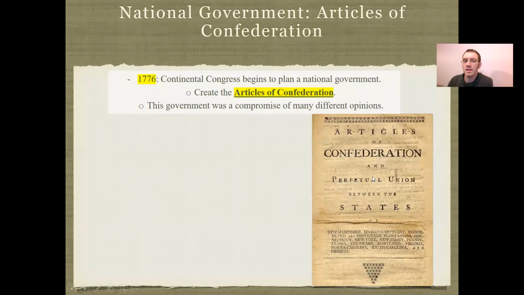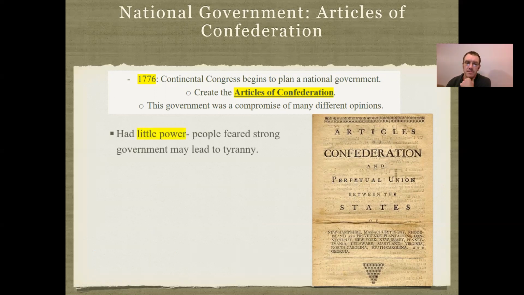So the government that's created is called the Articles of Confederation. It was a compromise of many different opinions to create this government, because a lot of people had different feelings, which is pretty normal. So here's what we had. It had very little power. People feared strong government may lead to tyranny. They were concerned that if our government is too strong, we're going to have another king. And why in the world would we want another king? That didn't work out last time. So they give the national government very little power, and the states have most of the power.